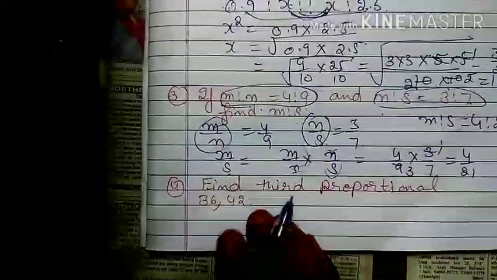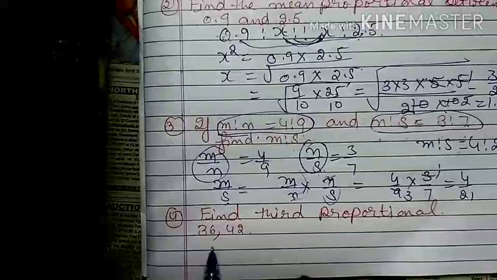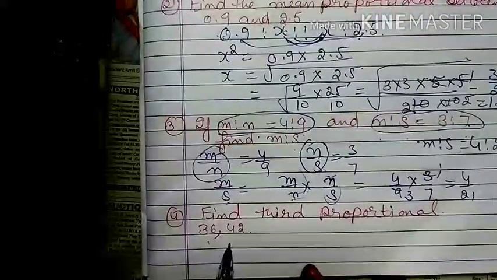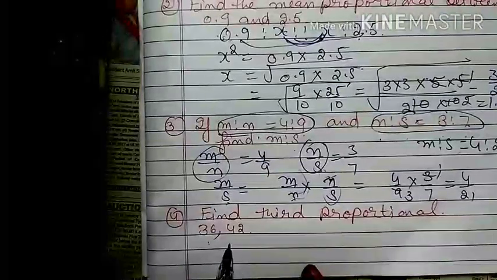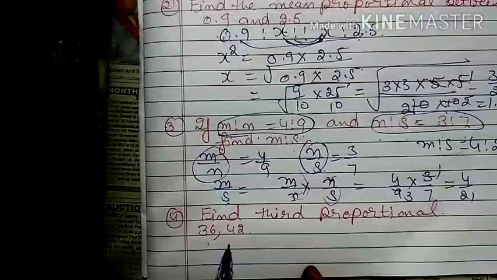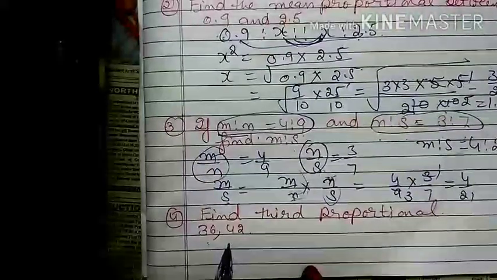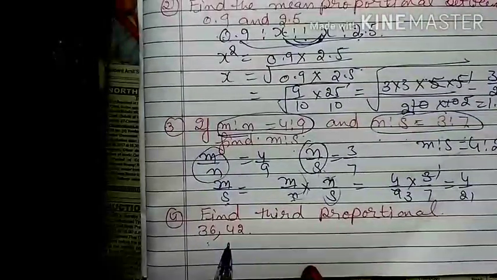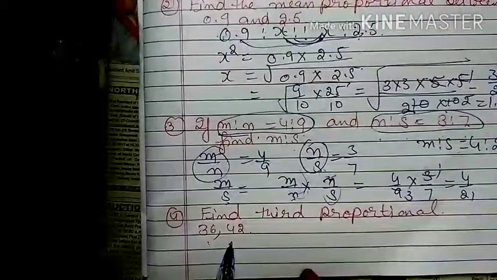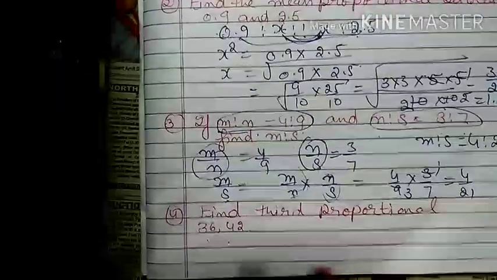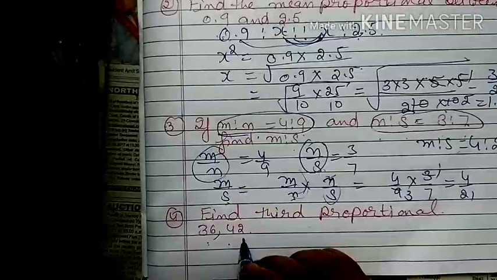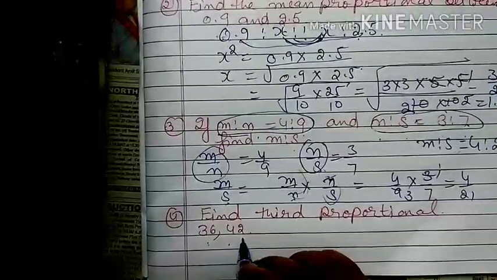Next is: find the third proportion of 36 and 42. Third proportion means your missing number. I already told you many times, if three numbers are given and you want to check the proportion, the middle term is repeated 2 times. Here we have only 2 terms, so first we consider that our third number is x. Let my third number be x, but that position will not be kept in the third position, it will be kept in the fourth position.